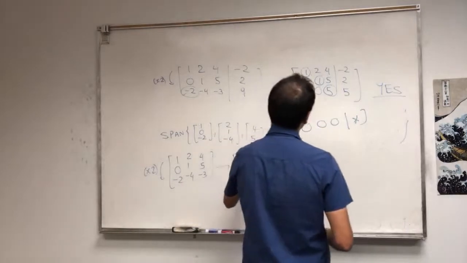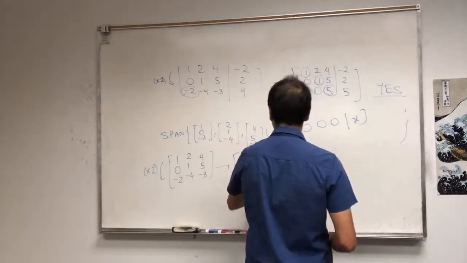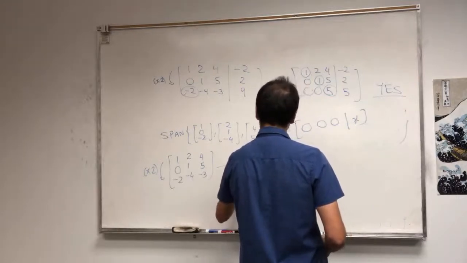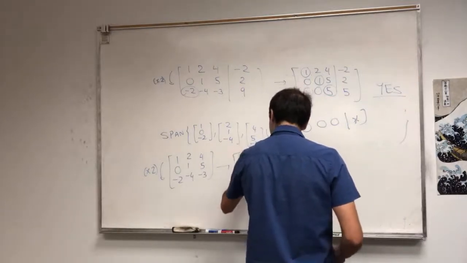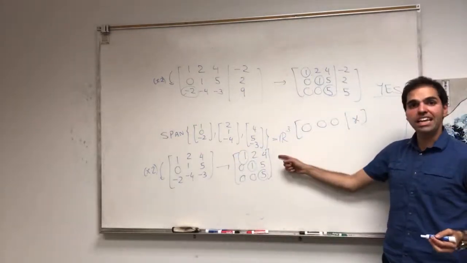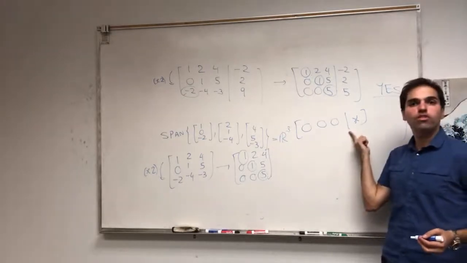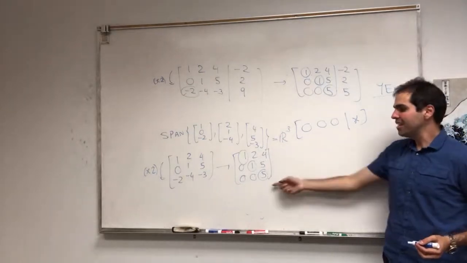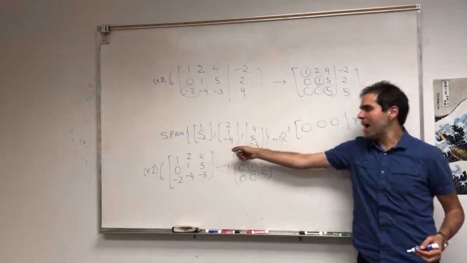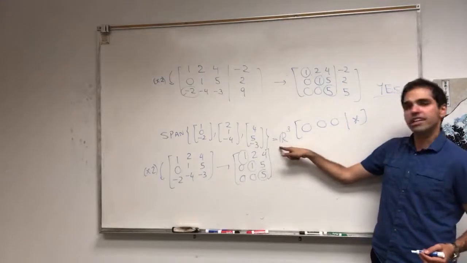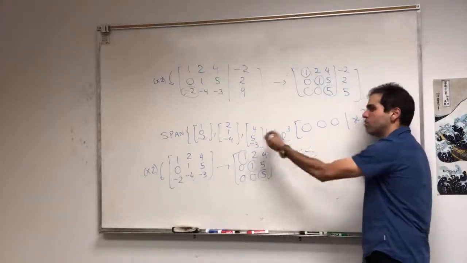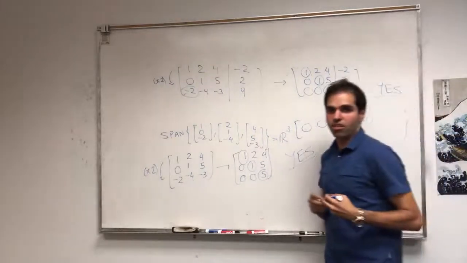And you get 1, 2, 4, minus 1, 2, 4, sorry, and then 0, 1, 5, and then 0, 0, 5. And notice there is a pivot in every row, which means no matter which B I give you, there will never be a row of the form 0, 0, something else. And that's why no matter which B I give you, it'll always be in the span of those vectors. So in this case, also the answer is yes. In other words, the span of those three vectors is actually all of R3.